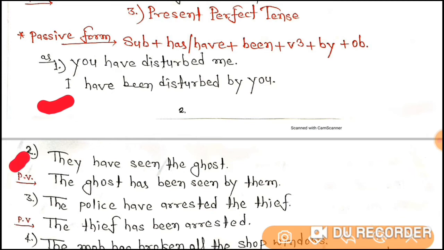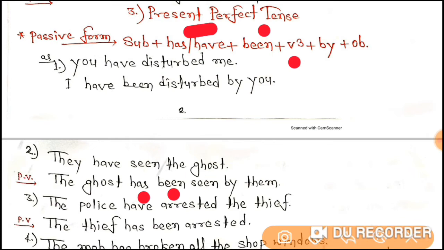The second one, they have seen the ghost. So seen what? The ghost. So students, here the ghost is the object. So you have to put the ghost at the place of the subject of passive voice. So you can see in the passive voice I have done here the ghost. Now the second step is has and have. So with the ghost I have used here has. And then third step is what? Been. So I have done here been. And then V3 is seen.